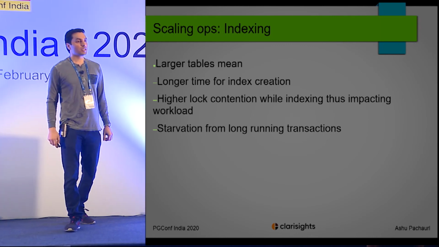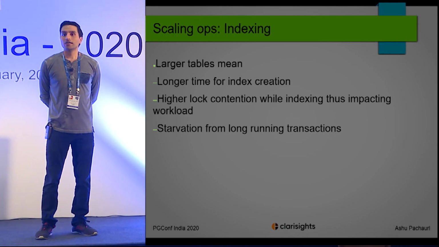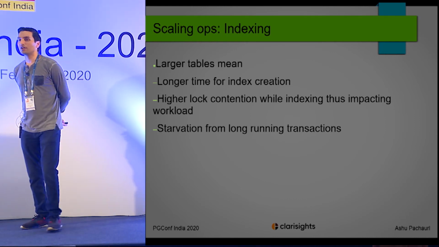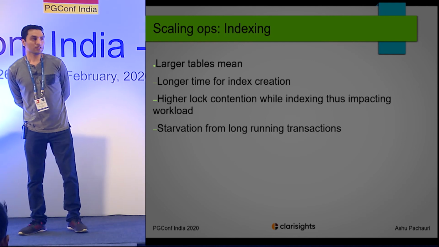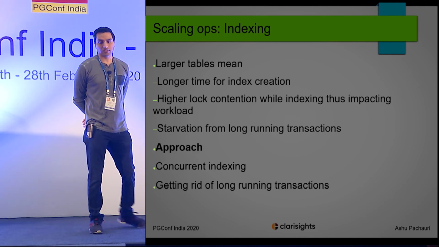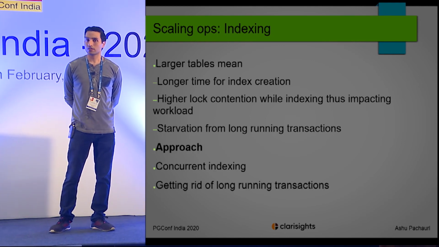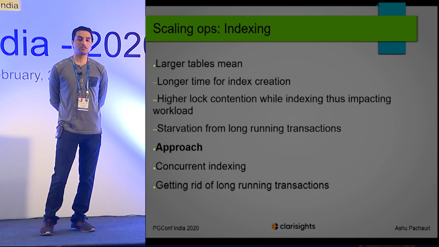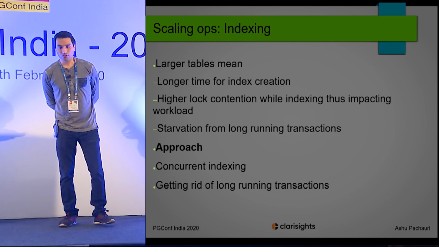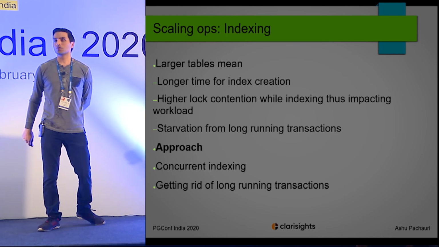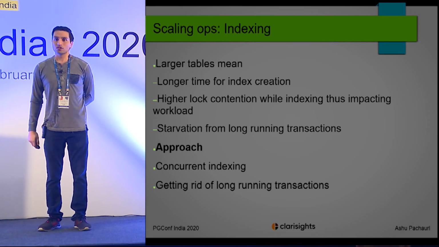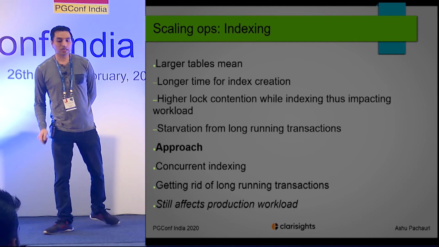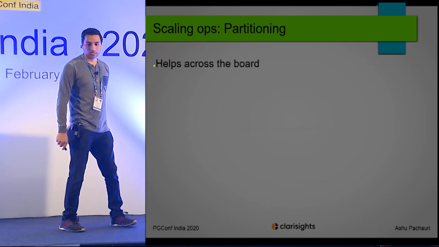For indexing, again, if you have a lot of records in your table, any create index operation will take longer. It will conflict with your running transactions and with other operations that you are running. It will still affect your production workload. So what we did, Postgres provides concurrent indexing, which solves most of the problems. We got rid of long running transactions from the application side, but it still affects the production workload.